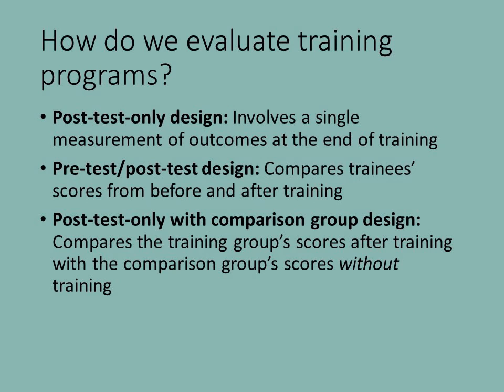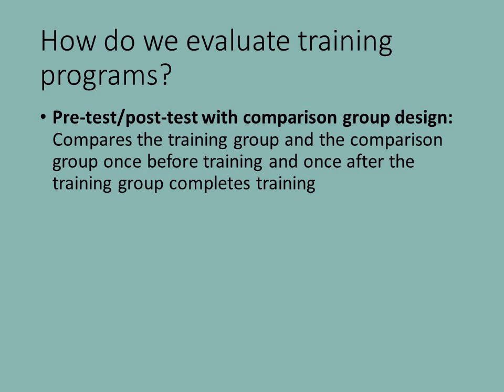The use of a control group helps us isolate the effects of training versus the effects of some other event or factor that was also present at the time of training. The next design involves 4 measurements. Before the training intervention, both the training group and the comparison group are measured. Both groups are then measured once more after the training group completes the training.